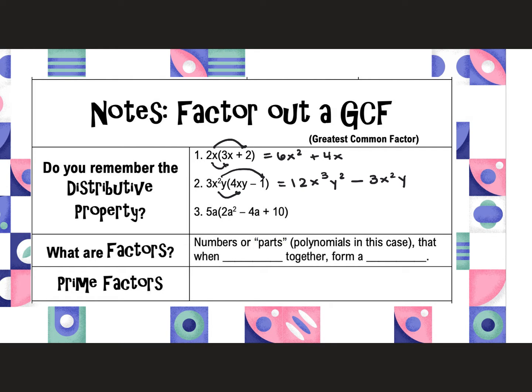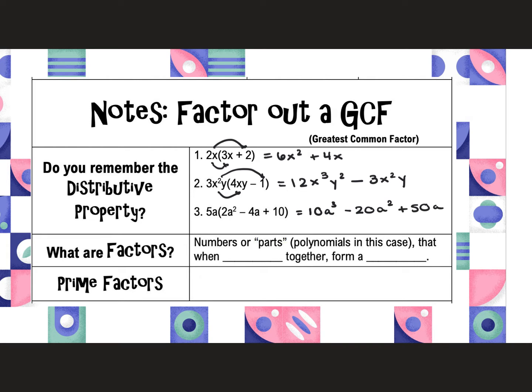And for the last example, we have 5a being multiplied by 2a squared minus 4a plus 10. 5a times 2a squared gives me 10a cubed. 5a times negative 4a is minus 20a squared, and 5a times 10 is plus 50a.